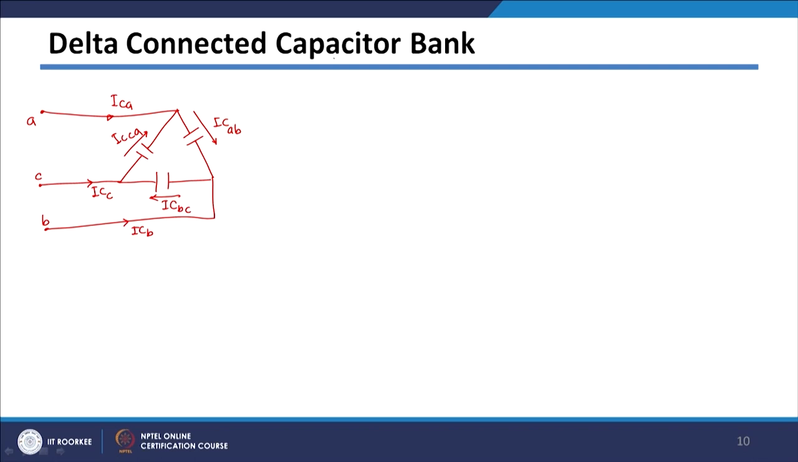Now, in this case, if the kVAR per phase of the capacitor is known, then the capacitive susceptance will be calculated like this. B will be equal to the kVAR of phase, which is known, divided by, in this case, the voltage across the capacitor, which is the line to line voltage. So, V line to line, its square multiplied by 1000, will give me the susceptance.